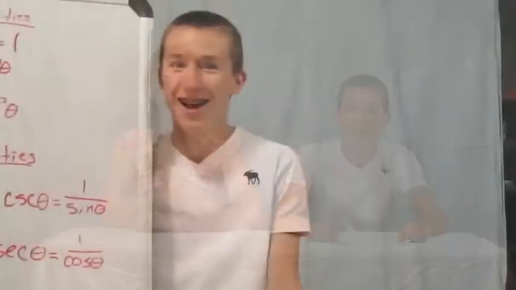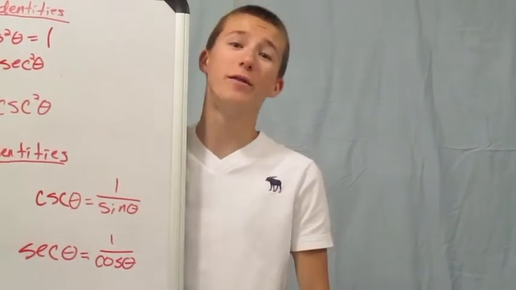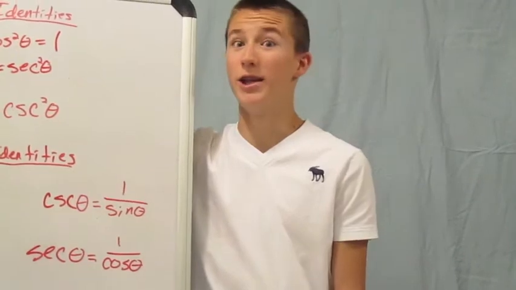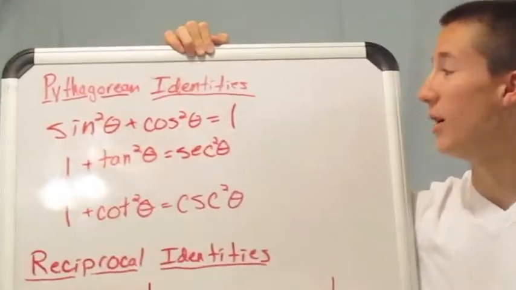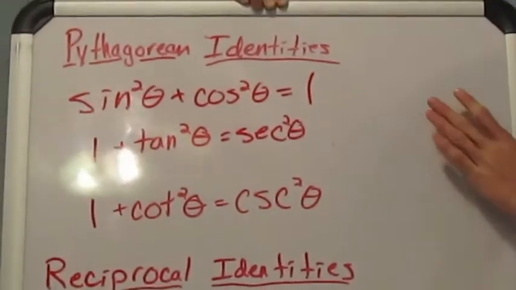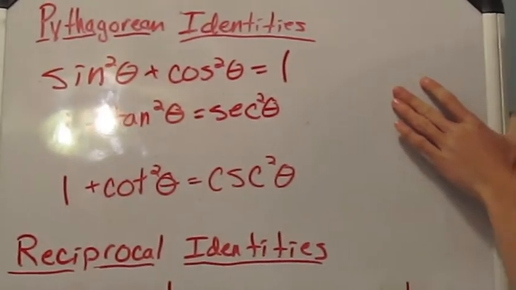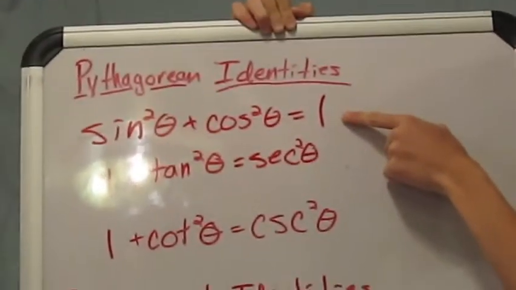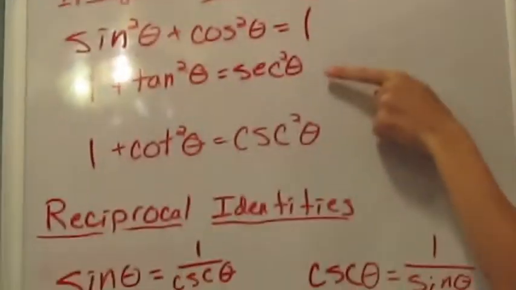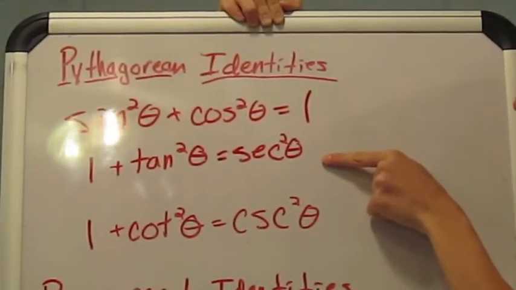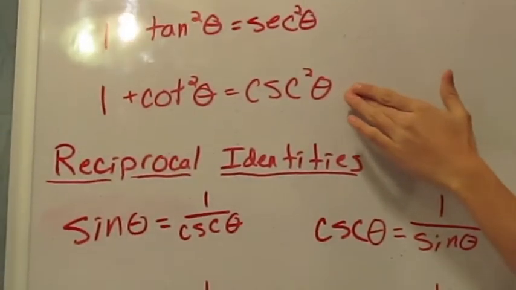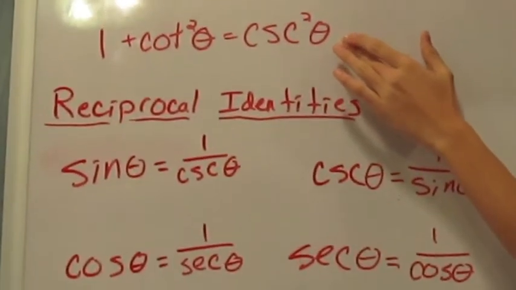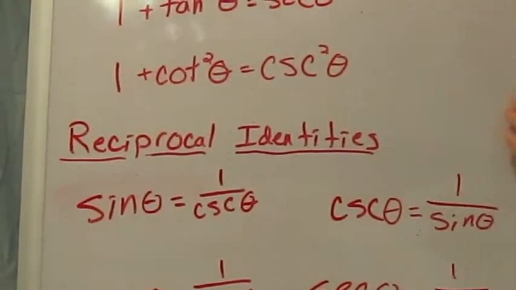Sure thing, Katie. So today we're going to be going over all of the properties, identities, and everything else that you could possibly imagine for trig equations. So first, we have the Pythagorean identities. The most basic one is sine squared theta plus cosine squared theta equals 1. Next, from that, we can get 1 plus tangent squared theta equals secant squared theta. And another one, 1 plus cotangent squared theta equals cosecant squared theta.